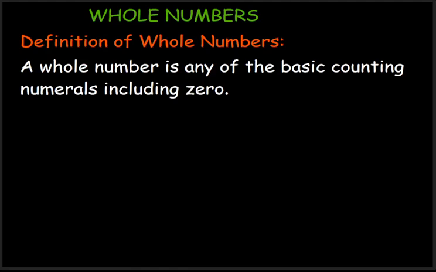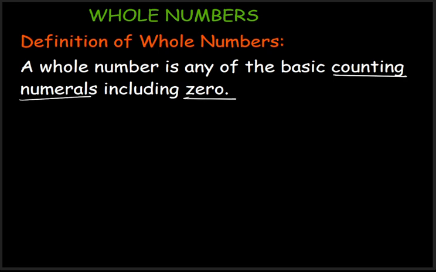So for today we'll be looking at whole numbers, and the first thing we are going to start with is the definition of whole numbers. A whole number is any of the basic counting numerals including zero. So in the course of defining a whole number, we'll be looking at the counting numerals and then zero.